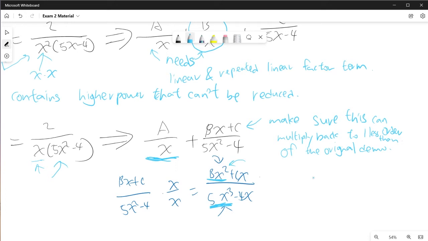Make sure your numerator, after you combine it, covers all the powers up to one less than the original denominator. But if you follow just the bx plus c model, right? If you have something like 5x cubed minus 4, then you would need bx squared plus cx plus d. You just add more terms to be able to cover all the powers.